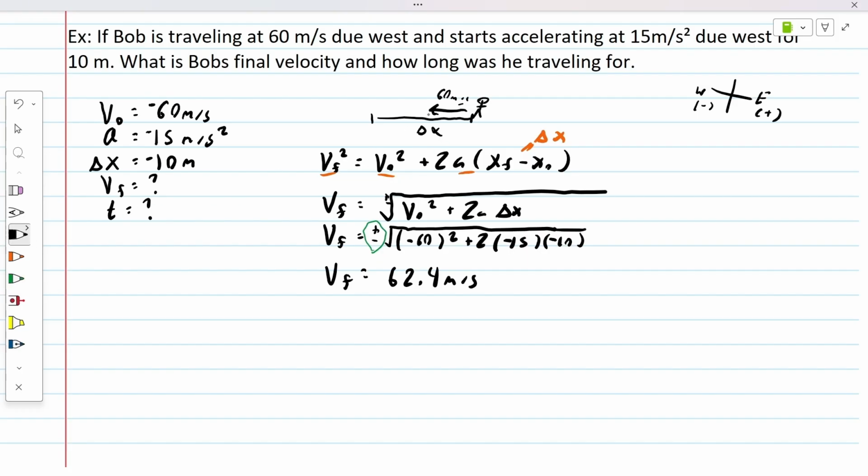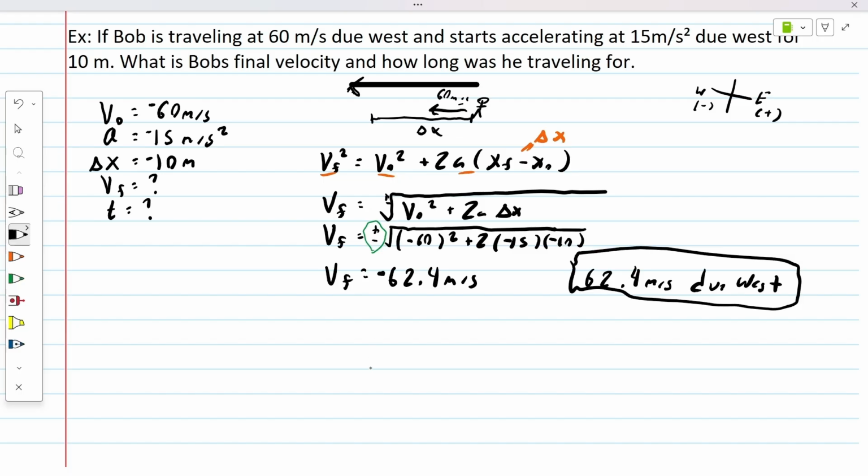What would make sense? Bob is traveling west. The acceleration is also west, so he's speeding up. It wouldn't make sense for the direction to be in the east, right? If he's traveling this way and then getting faster, his final velocity is also going to be in that direction, so we would use a negative sign to denote this. But when writing our final answer, we can drop the negative sign and just write due west. And that will give you your answer for the first part.